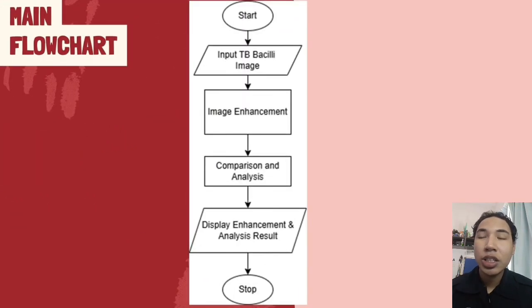This is our main flowchart of this project. It starts from the input of the TB chest image. In this project, we ran 100 images, but we selected 3 to show the output. Then we go to image enhancement, comparison and analysis, display enhancement, analysis result, and then stop. All of this is done in the coding. In image enhancement, there are 5 separate methods we want to try. First we have the image enhancement, which is AHE.